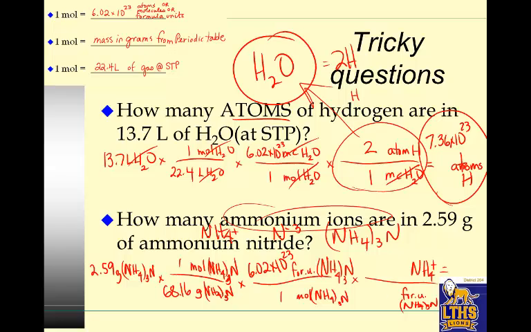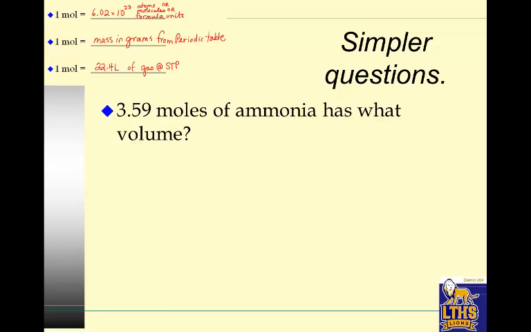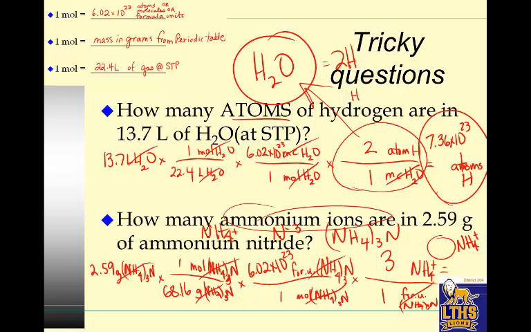Here's the tricky part in this one. For every 1 formula unit of ammonium nitride, there are 3 ammonium ions. This last step is dependent on the chemical formula, and that's it. So grams cancel grams, moles cancel moles, formula units of ammonium nitride cancel. You're left with ammonium ions. I want you to calculate that one and put it in your notes. Okay, simpler questions. That is as complicated as it gets.